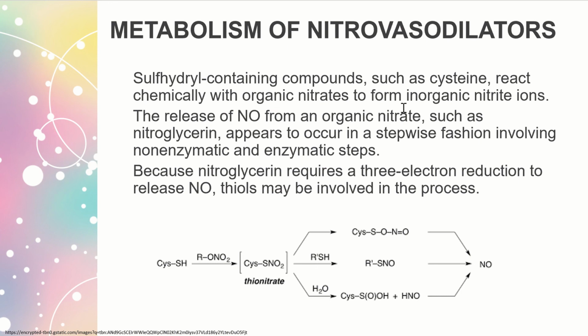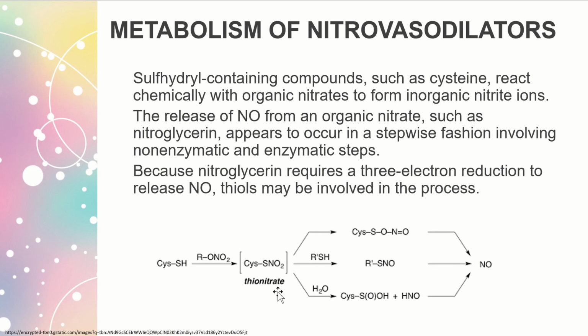All right, so continuing on that discussion, essentially just speaking about how we generate the nitric oxide. Sulfhydryl containing compounds such as cysteine, and we have an image below, react chemically with organic nitrates to form inorganic nitrite ions. The release of nitric oxide from an organic nitrate such as nitroglycerin appears to occur in a stepwise fashion involving non-enzymatic as well as enzymatic steps. Because nitroglycerin requires a 3 electron reduction to release nitric oxide, thiols may be involved in the process.